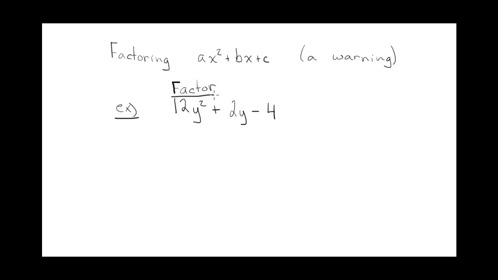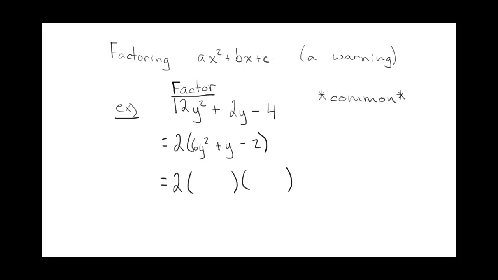So hopefully if I gave you this, you'd recognize that the first thing you're always supposed to do is common factor, and this one has a common factor of 2. So you could divide out a 2. Well, okay, let's do that. So we have 6y squared plus y minus 2. And then you should try to go further. So try to factor this one.